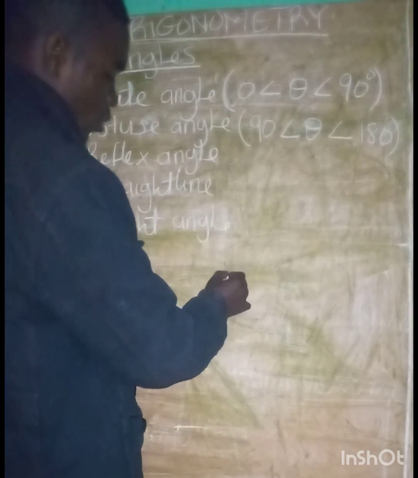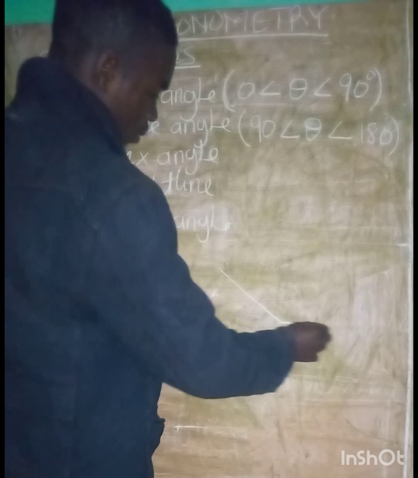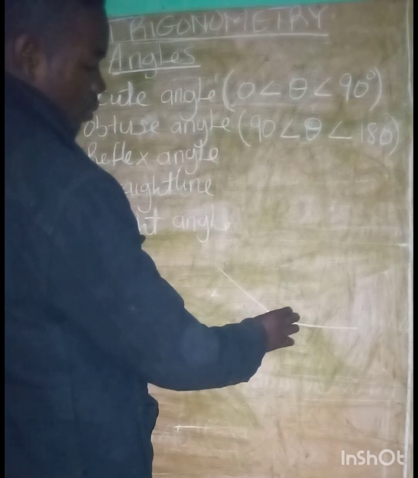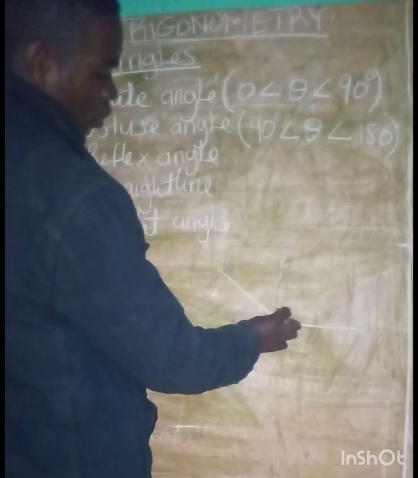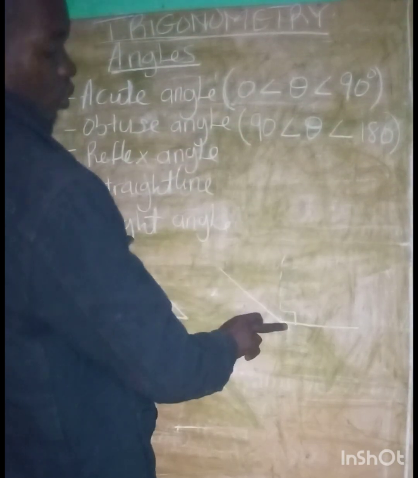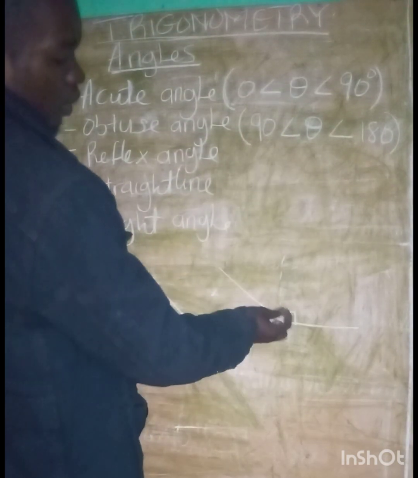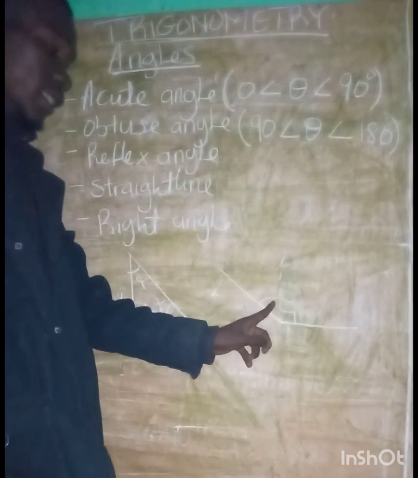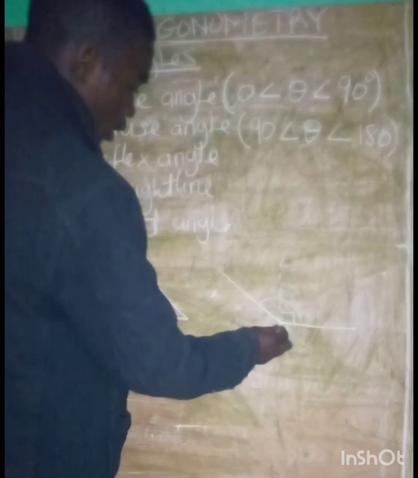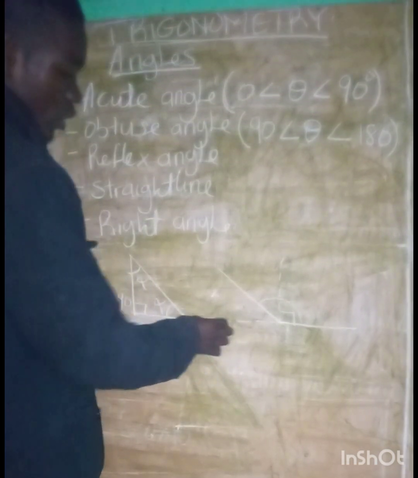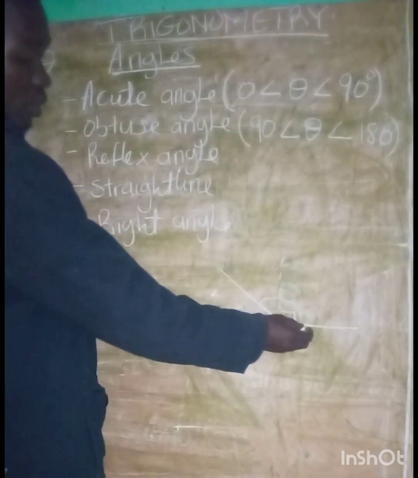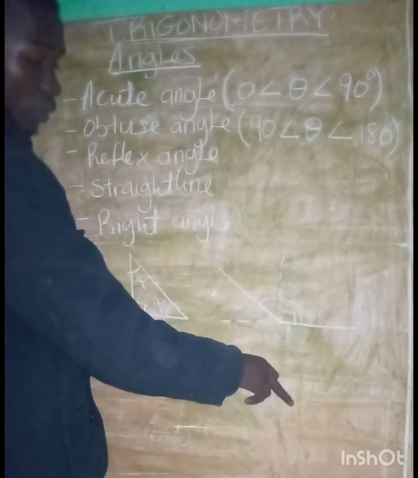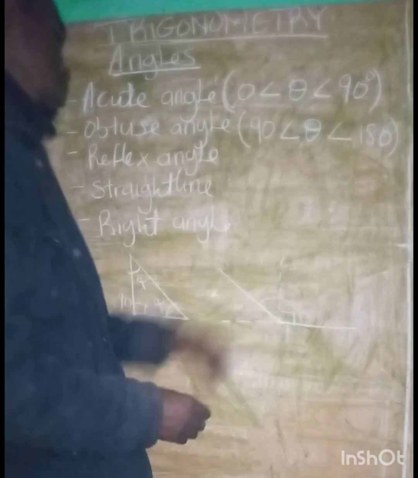Let's assume that this is a line. If I take broken lines here, this is 90 degrees because it is perpendicular to this other line. But this whole angle is called an obtuse angle because it is greater than 90 degrees but less than 180. If I complete this in the other direction, this angle from here to here is 180. But the obtuse angle is less than 180 but greater than 90 degrees. So this is an obtuse angle.